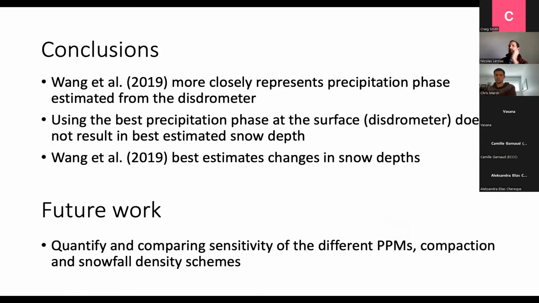So to conclude, it was hard to determine, but Wang et al. more closely represents the precipitation phase when it's estimated from the disdrometer. And unfortunately, in the simulations, using the disdrometer data to estimate the precipitation phase, which was the best precipitation phase estimation, didn't give us the best results in estimated snow depth. And the simulation using Wang et al. 2019 best estimated the changes in snow depth. So some future work we're going to do is quantifying and comparing the sensitivity of the different PPMs, compaction, and snowfall density schemes.